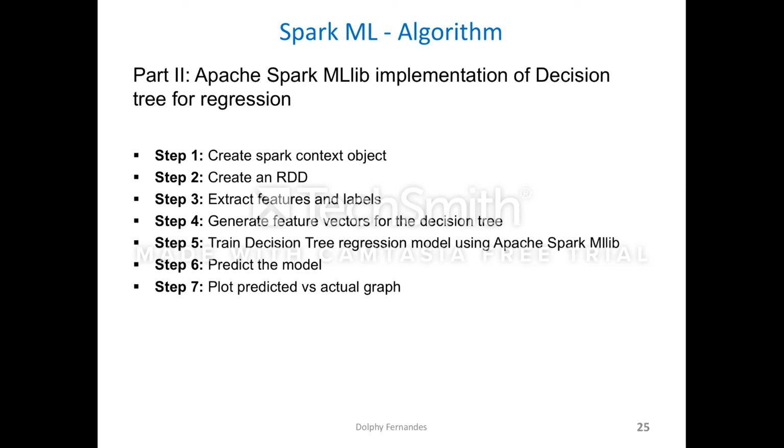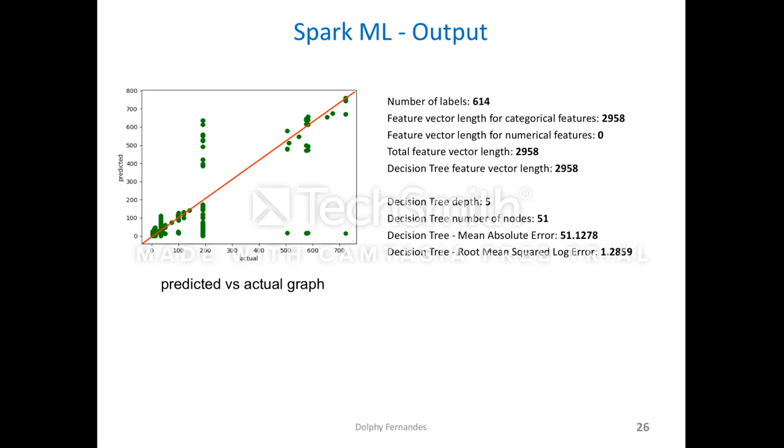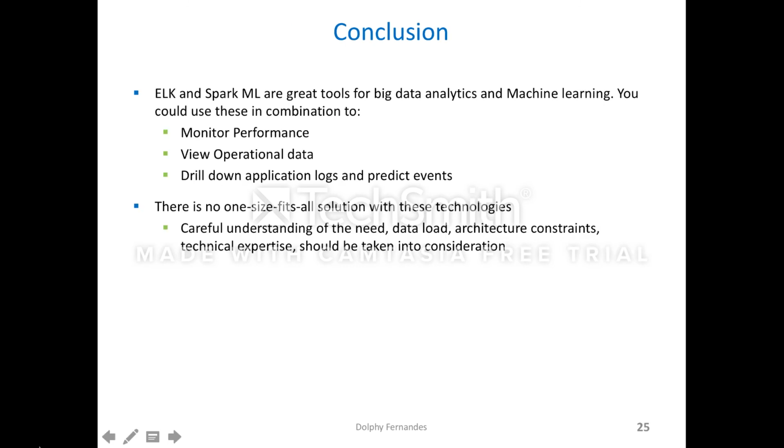Next, we speak about Apache Spark's machine learning implementation of decision tree for regression. Here, we create a Spark context object, create an RDD, extract the features and labels, and then basically train the data. Once we have trained the data, we predict the model and then plot predicted versus actual graph. And that's all I have for the presentation.